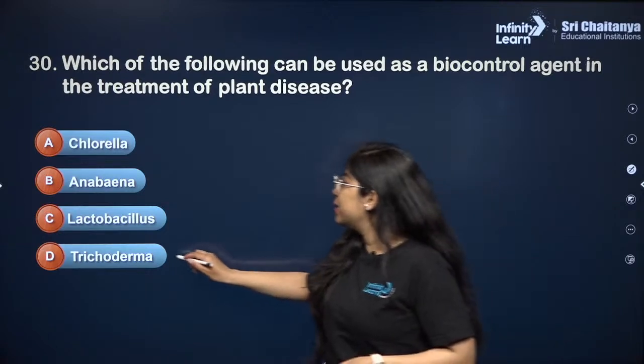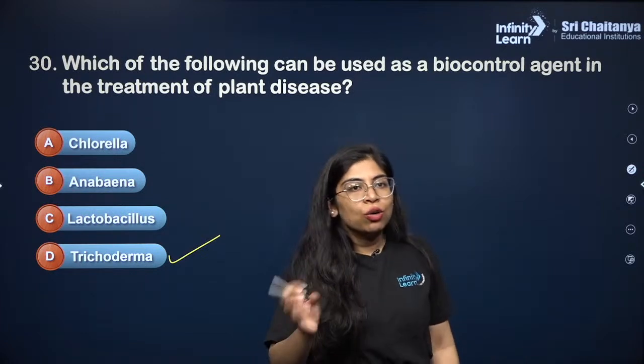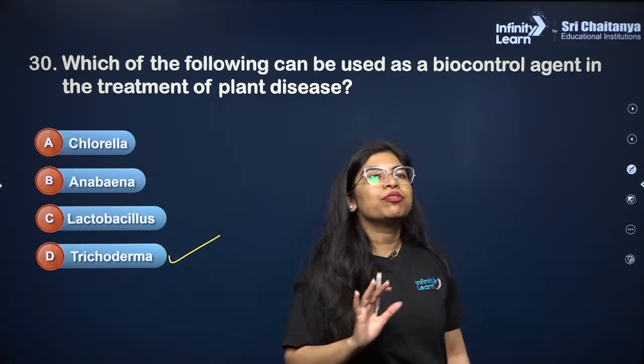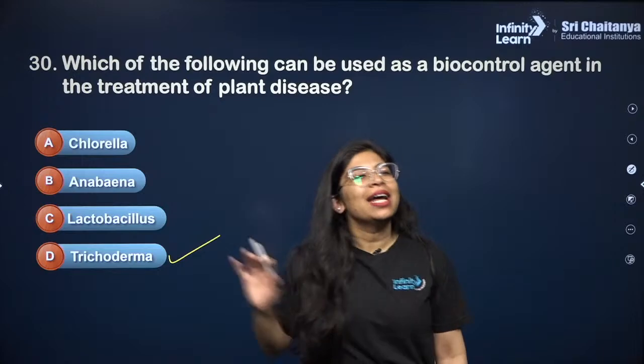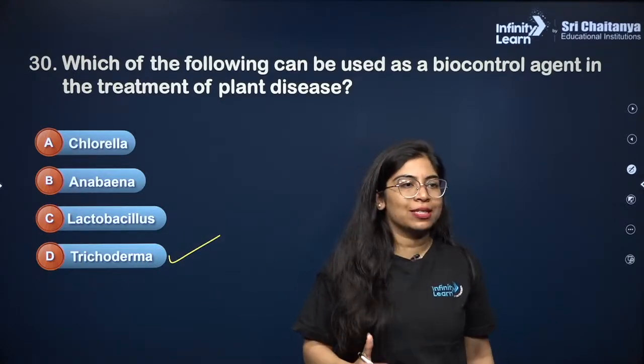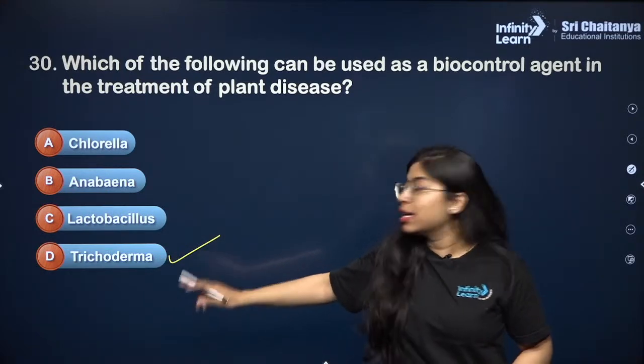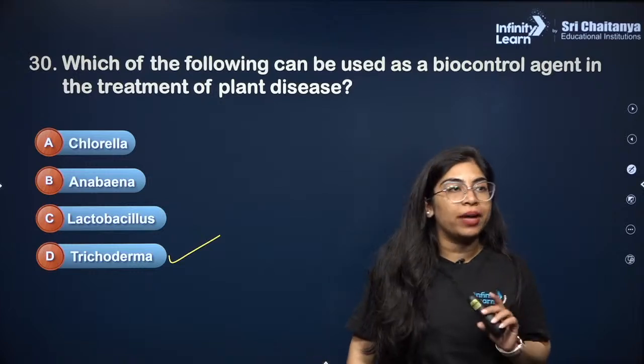The answer is trichoderma. Everyone, trichoderma is actually a fungus which lives in the root system of the plant. Very good, Rupa. And it protects the plant from the attack of various pathogens. It protects the plant from the action of various pathogens. My answer is trichoderma, everyone.